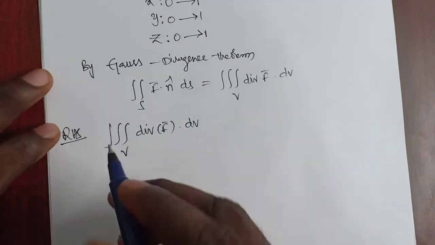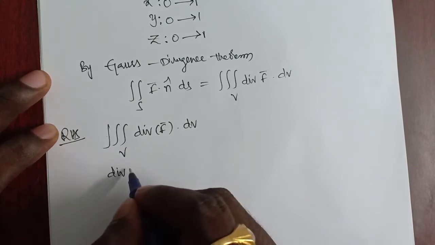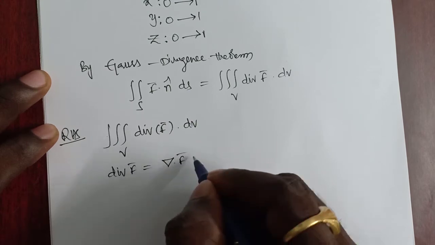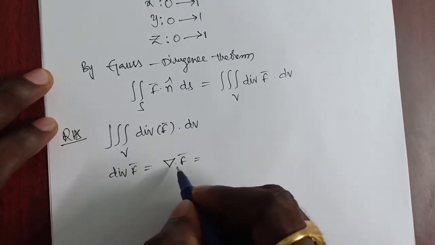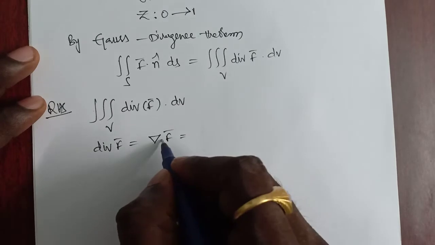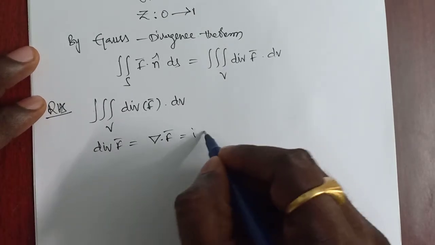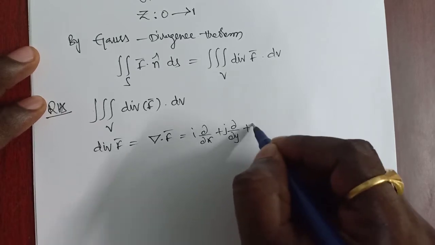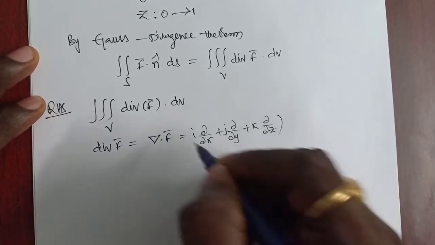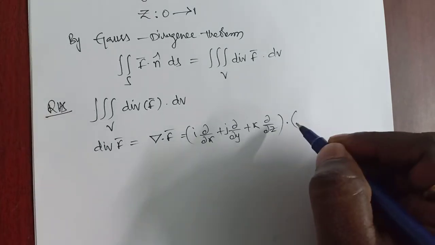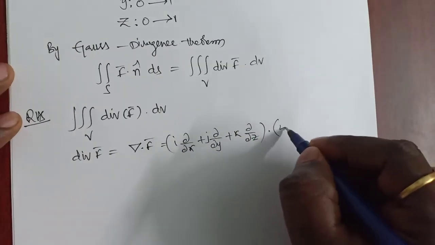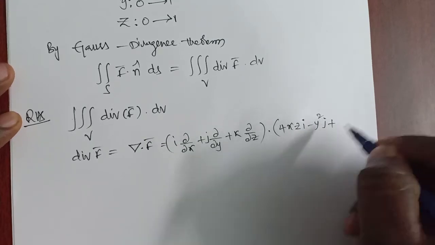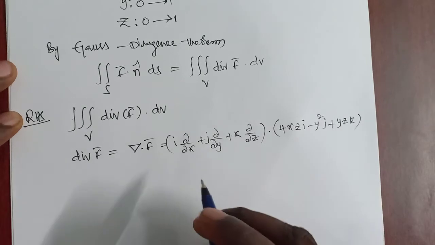Now coming to the divergence of f bar, what is the divergence of f bar? It is gradient dot f bar. So what is gradient? i dou by dou x plus j dou by dou y plus k dou by dou z, dot. Now coming to f bar, what is f bar? 4xz i minus y square j plus yz k.